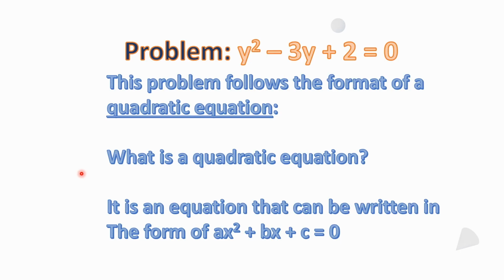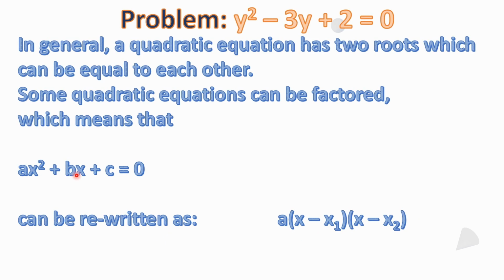The second problem that I've got is a little more difficult, but it's not too bad. It's y squared minus 3y plus 2 equals 0. So, yeah, this problem follows the format of a quadratic equation. And you might ask, well, what is a quadratic equation? Well, it's an equation that can be written in this form. The form is ax squared plus bx plus c equals 0.